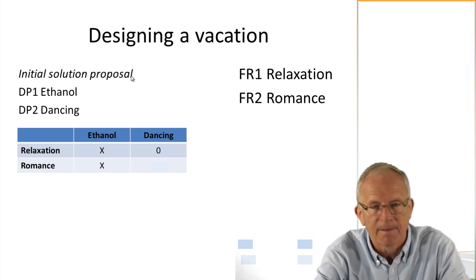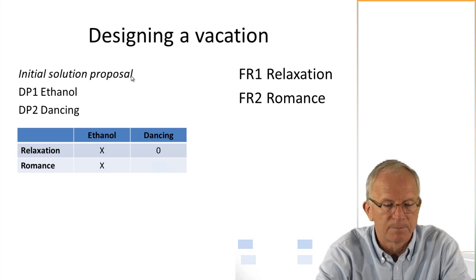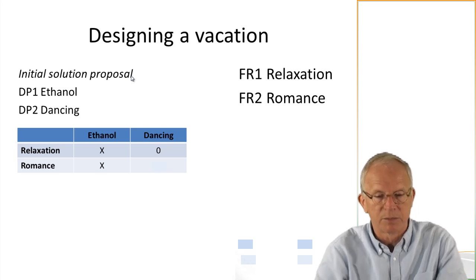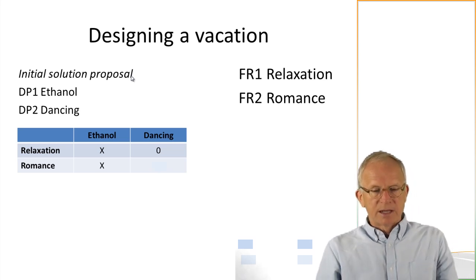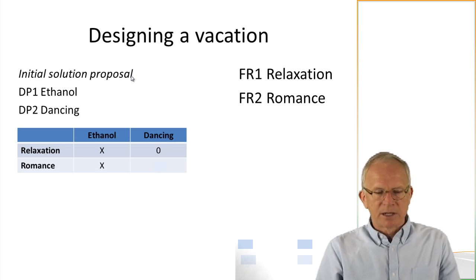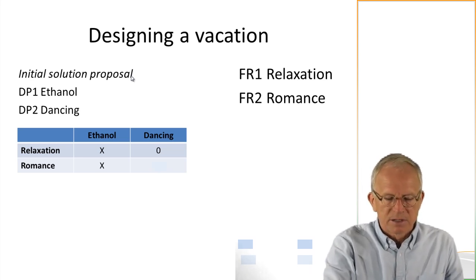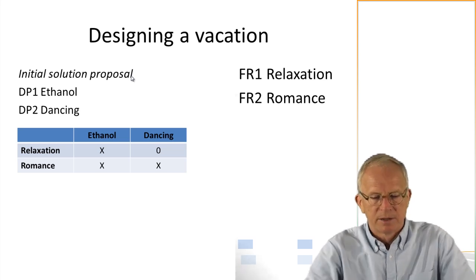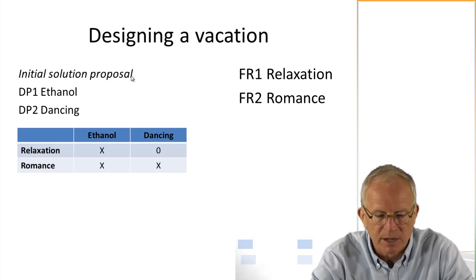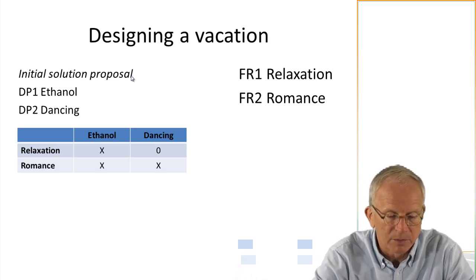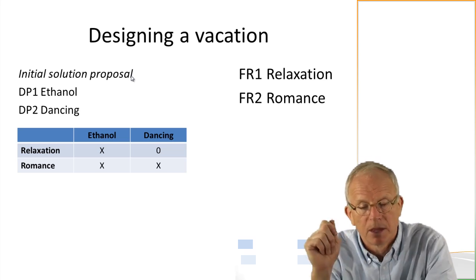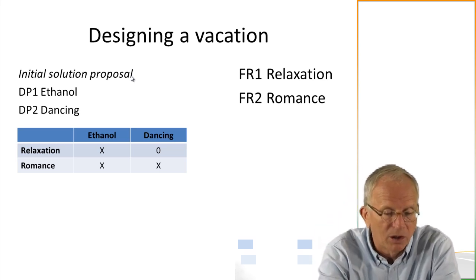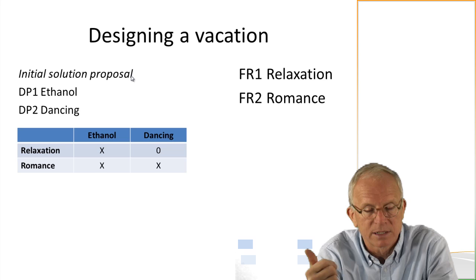Now the dancing, let's say for the moment, doesn't influence the relaxation, at least not in such a way that it'll take the relaxation out of the tolerance. So, but it's intended to influence the romance, so there's an interaction there. All right, so we have a lower triangular matrix. Now, it's possible that with enough alcohol, no amount of dancing will compensate.